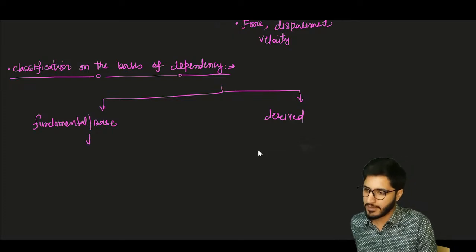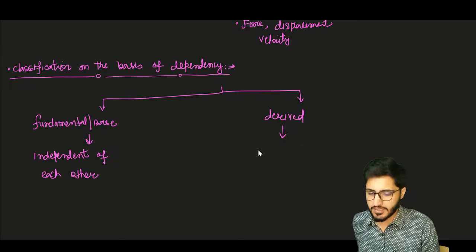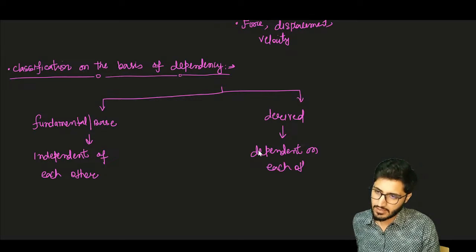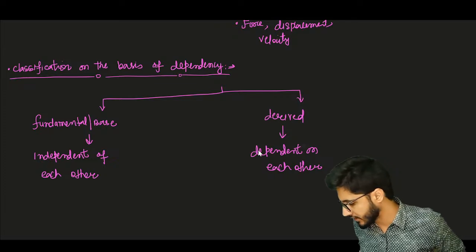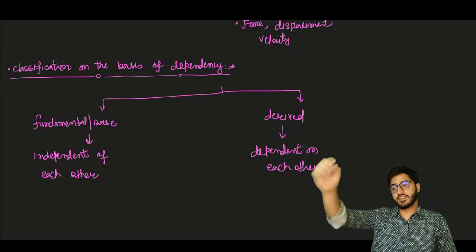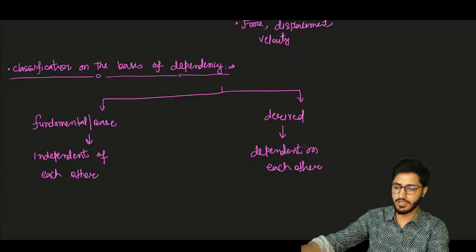Derived. Fundamental means it is that type of physical quantity which is independent of each other. And derived physical quantity means dependent on each other. So some physical quantities are derived and some physical quantities are fundamental or base physical quantities. Clear?